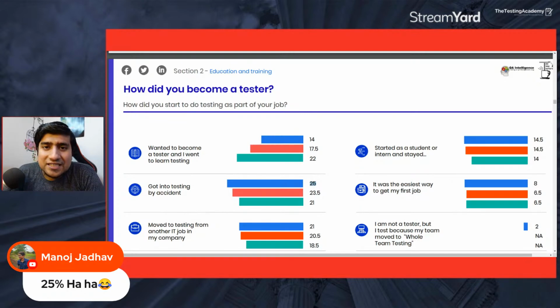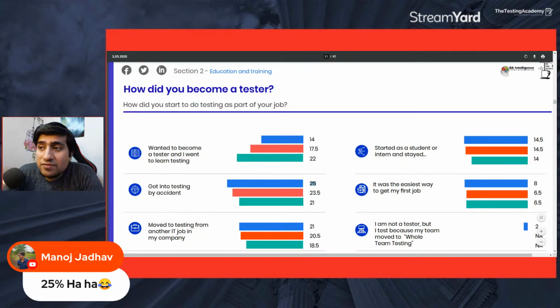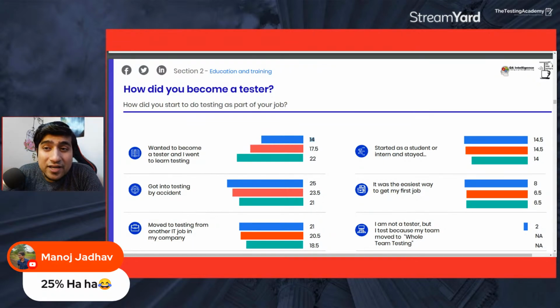How did you start your journey as a software tester, whether as a part-time job or whatever it is? If you read, only 14% are people who wanted to become a tester and wanted to learn testing. Only 14%, guys. So out of 100, only 14% people want to become a tester. That's very strange, I think. And if you see the data, blue is 2020, the second one is 2019, and 2018. So it keeps on decreasing. Right now, people don't want to start their career as a software tester. That's what we are getting from this report.